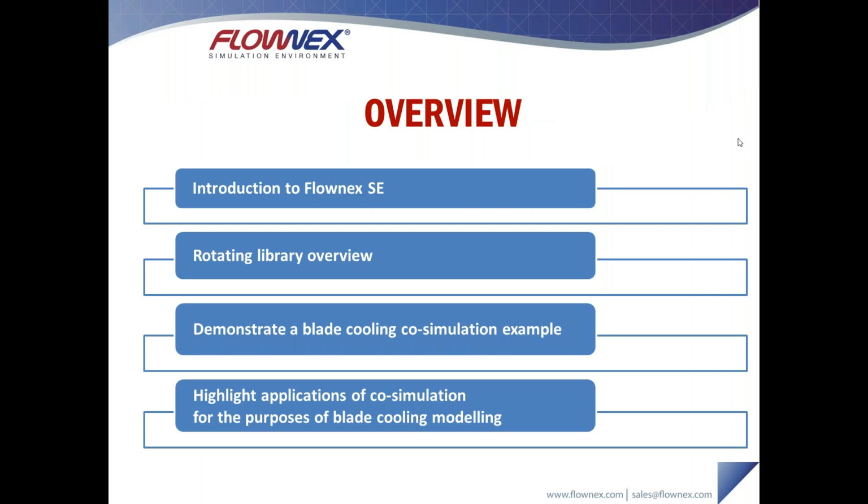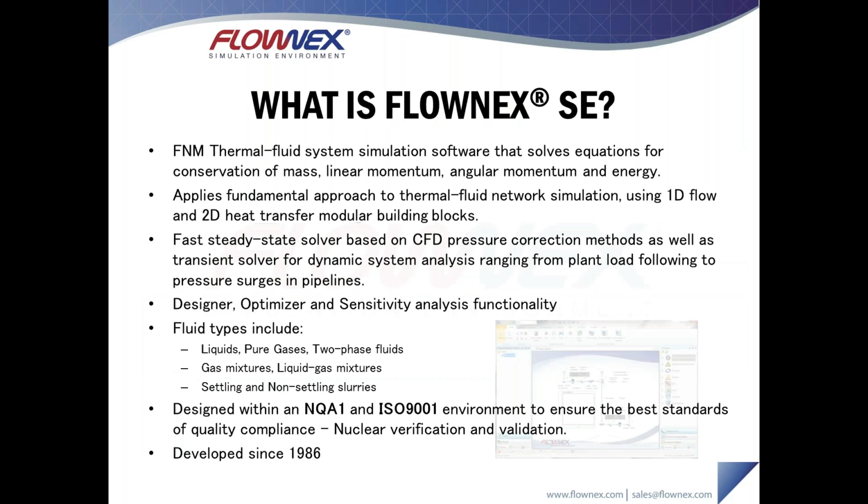First, I'd just like to give a quick overview of the presentation. I just want to kick it off with a small introduction to Flownex, what it's about, and a brief overview of what the interface looks like. I then just want to discuss a few of the components in the rotating library. This is the library or the set of components that we like to use when modeling rotating flows in turbines in general. Then I'll be demonstrating an example, a co-simulation between Flownex and ANSYS Mechanical for the purposes of simulating blade cooling. And then lastly, I'd like to wrap off by highlighting some applications of co-simulation for the purposes of modeling blade cooling.